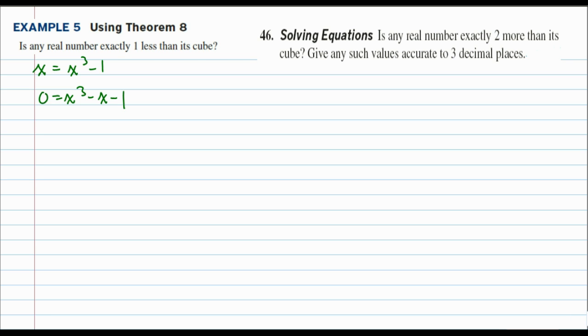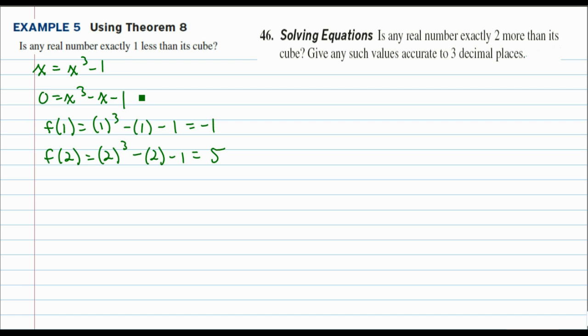But at the same time, large numbers are hard to work with and small numbers are sometimes hard to work with in terms of negative values. So I'm going to try f of 1 because I know that's pretty easy to plug in. And I get a negative, so that's good. How about f of 2? I get a positive.